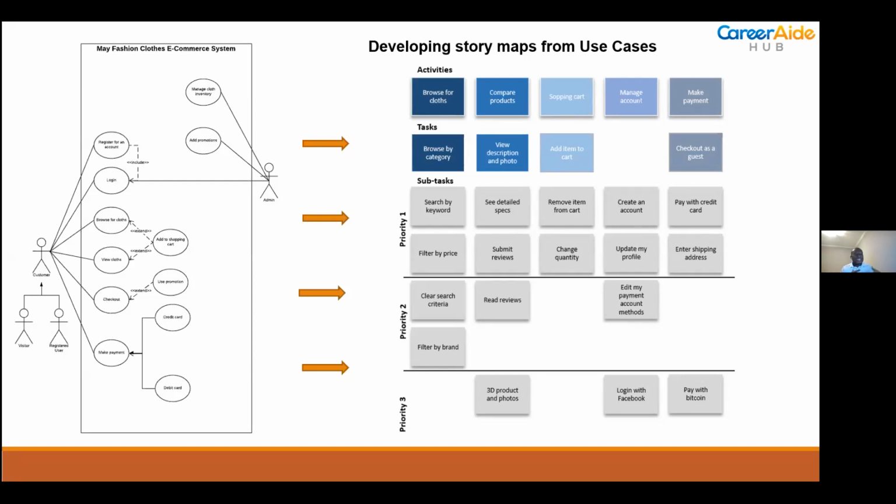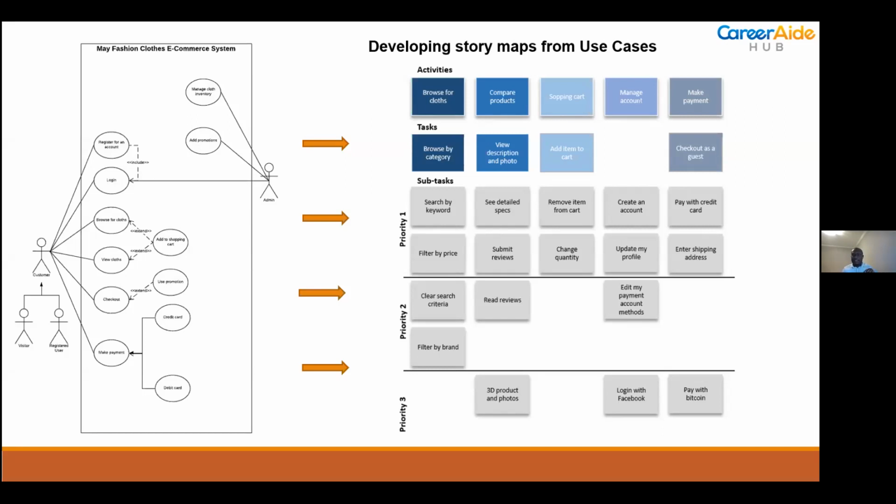That relationship is an extend relationship. The reason is because you can browse for clothes and decide not to add that cloth to the shopping cart, or add that product to the shopping cart. So you see that main relationship. And you also see that the arrow is pointing towards the base use case, which is browse for clothes. So it's very important to note that.